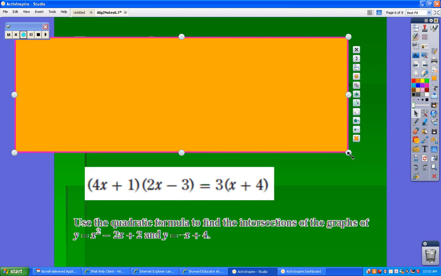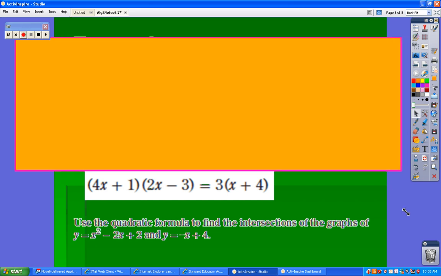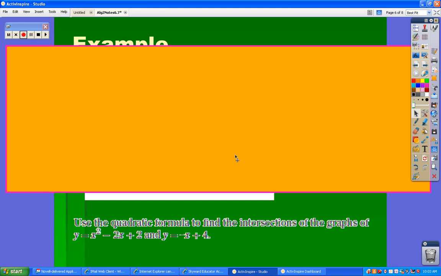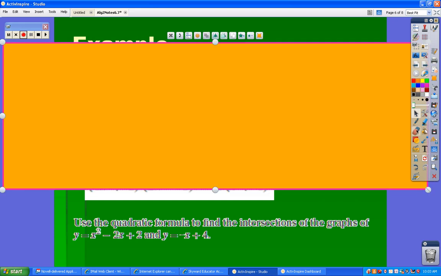Use the quadratic formula to find the intersections of the graphs of x squared minus 2x plus 2 and negative x plus 4. Oh, this is awesome. Okay, in this case, the intersection is where they have points in common. So if x squared minus 2x plus 2 equals negative x plus 4, that is where they will intersect.